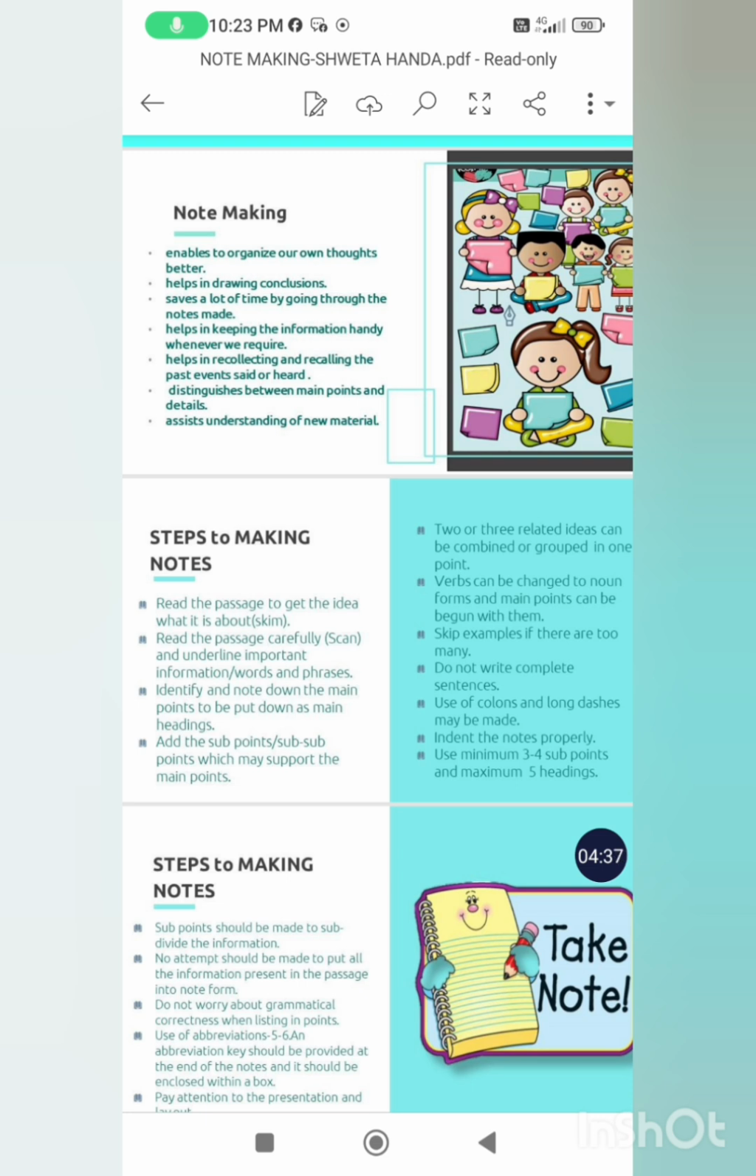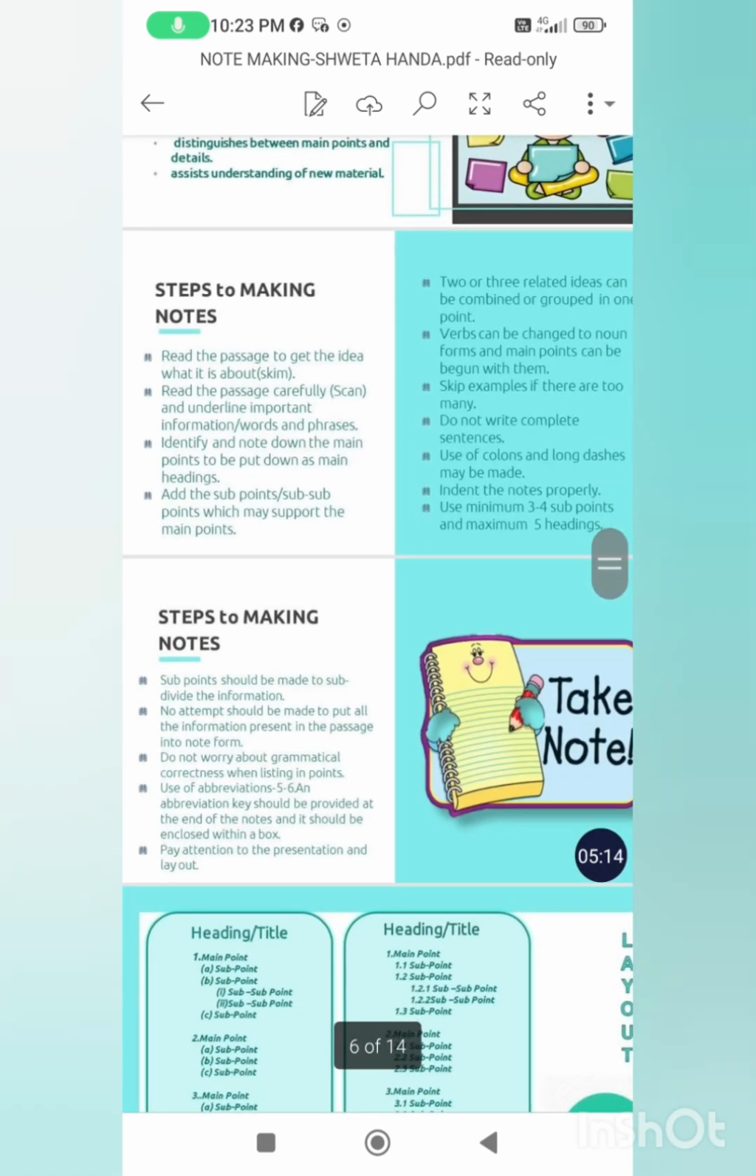Now, the next one is distinguishing between main points and details. So it basically forms a kind of hierarchy between the main points and its details, right? As I have explained in the class as well, you have the heading, then you have the subheading, then the subheading is further divided into subheadings, right? And then you can divide it further, right? Then you have a separate box for key to abbreviations, right? So yeah, let's proceed.